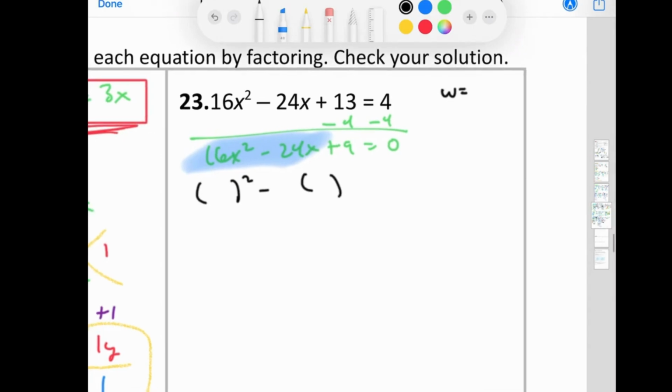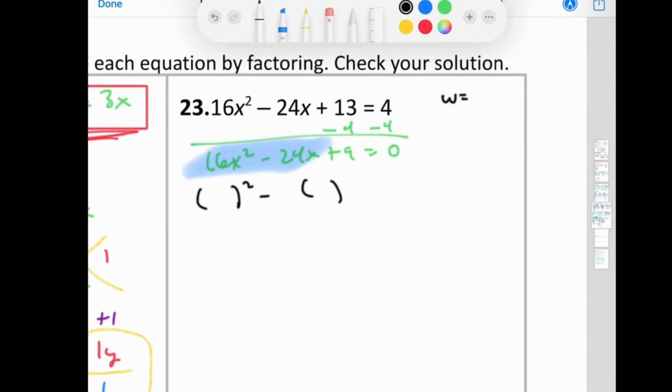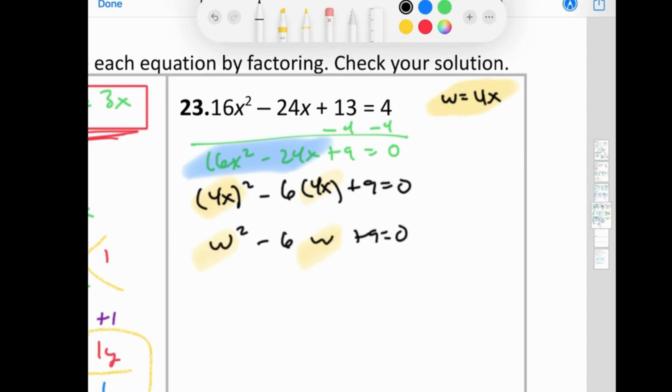Well, something squared equals 16x squared. That's going to be 4x. Because we do 4x times what? 6, because we need 24x. Here is our substitution. So every time I see 4x, we're going to write W. W squared minus 6W plus 9. And now the problem is a little bit more manageable for us.